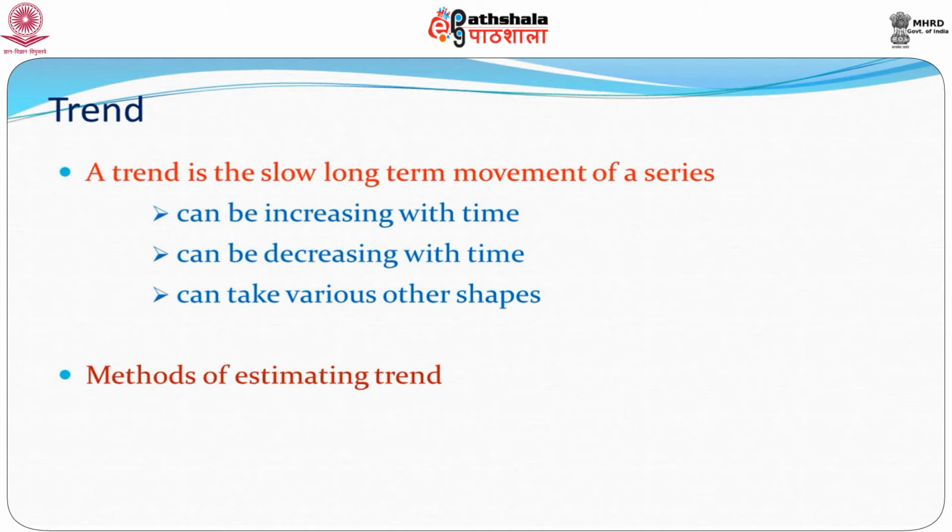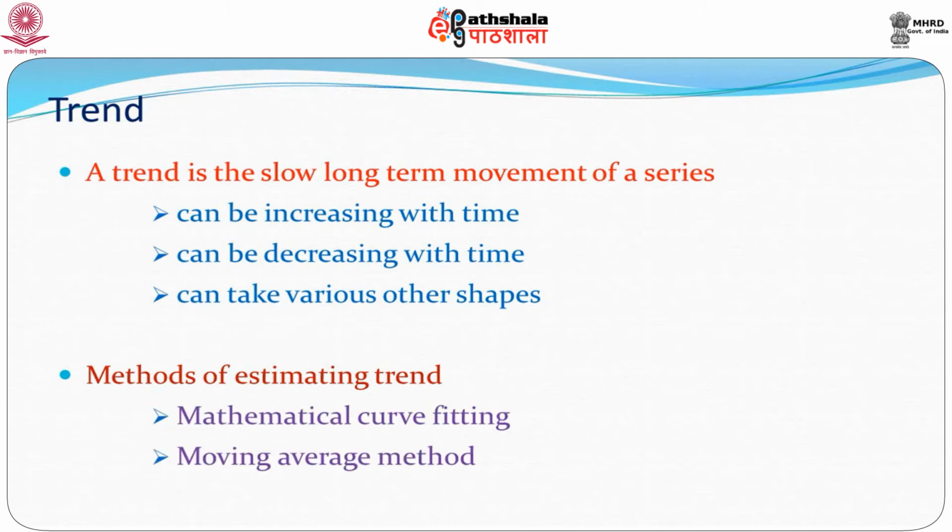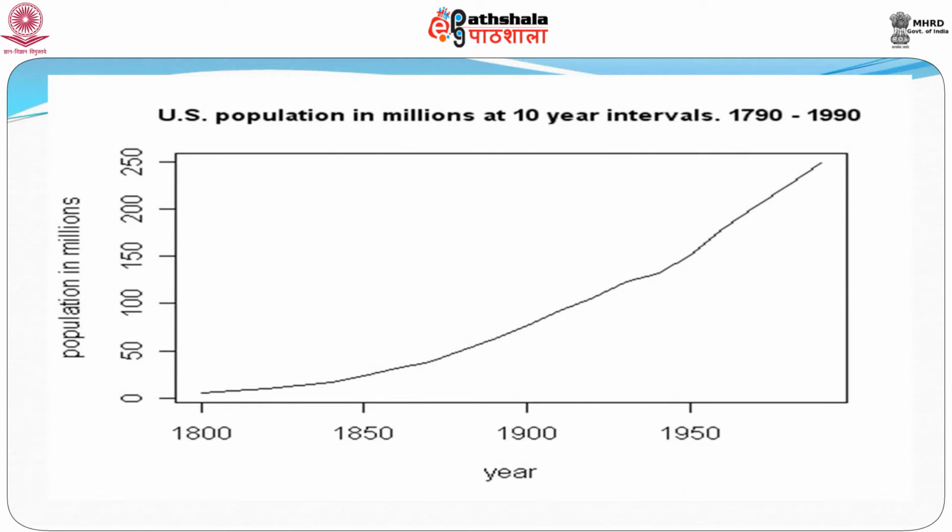The methods of estimating trend are primarily two. One of them is the mathematical curve fitting and the other is the moving average method. There are several other methods, but these are not as popular as these two methods. Now, what are these two methods?